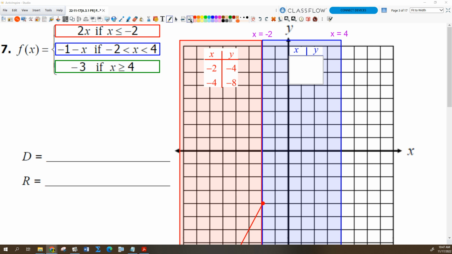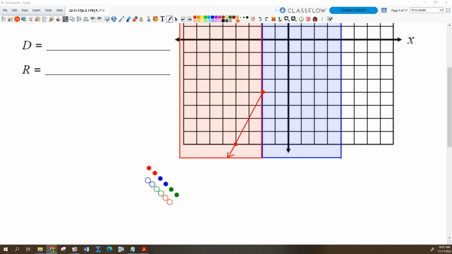Well, -10 is less than or equal to -2. It's not greater than -2 and less than 4, and it's not greater than or equal to 4, right? So if an ant were walking along the graph of f of x, he would be on the red part of the graph when x equals -10, right? And the red part of the graph, again, is just the line y equals 2x. Okay, well, where would he be then? If I plug -10 in, the y value would be at -20, right? He'd be way down there somewhere, right?